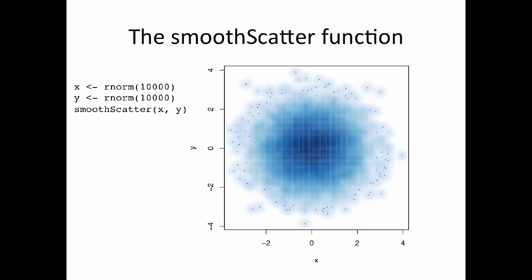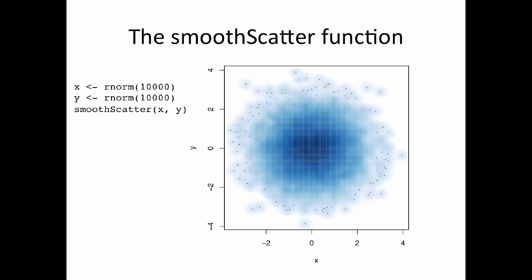Another function that uses the RColorBrewer palettes is the smoothScatter function, which comes with R. And this function is particularly useful if you have to plot a lot of points, make a scatter plot of a lot of different points, and you don't want to just have a bunch of dots on the screen that are overlapping each other. So here I'm plotting 10,000 points, and if I were to just plot this on the screen using the plot function, I would get a mess of points that are kind of overlapping each other. It's kind of hard to see the details.